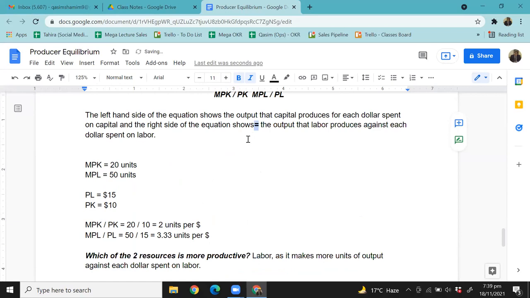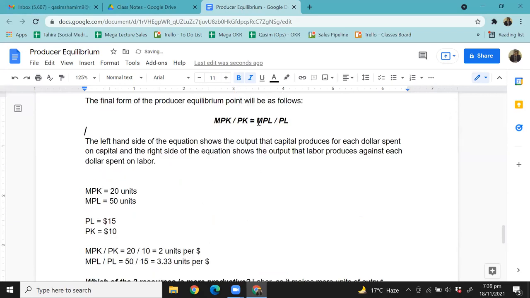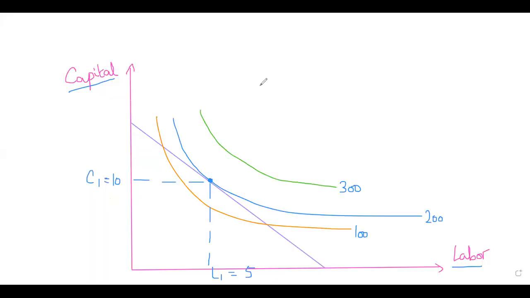But at the equilibrium point, where the two lines are tangent to each other, this formula that I've written over there, the marginal product of capital divided by price of capital, would be exactly equal to the marginal product of labor divided by price of labor. Is it making sense? Are we good? Any confusion? Anything that's not clear?